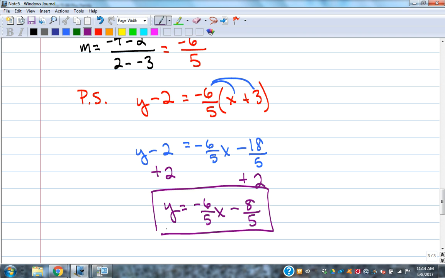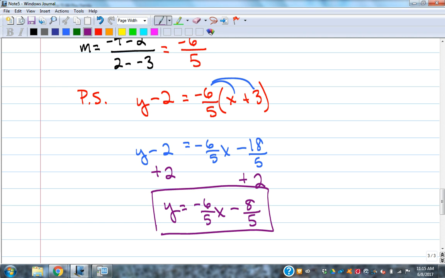The great thing about this is no matter which ordered pair you started with for your point-slope form, your slope-intercept form should be exactly the same. Okay? That it ends up being the slope-intercept form being the same no matter which ordered pair you use for point slope form. It doesn't matter. That will always be the case.